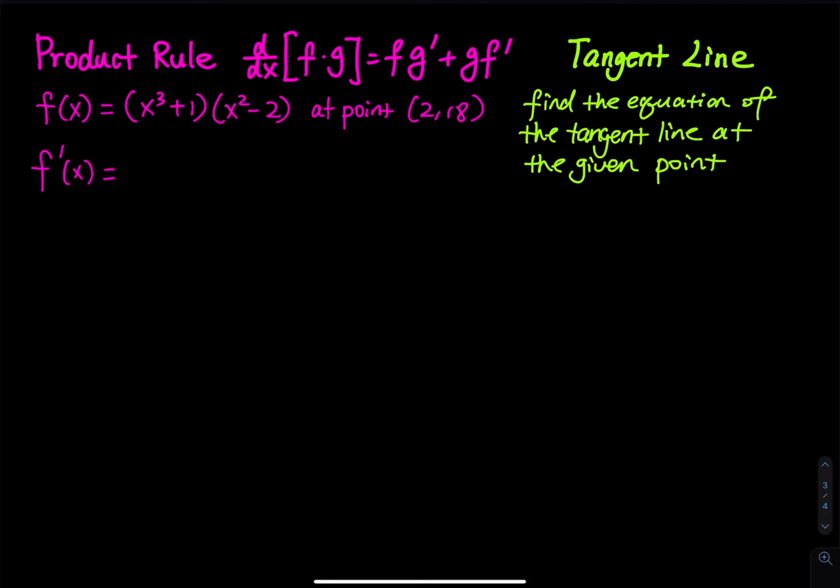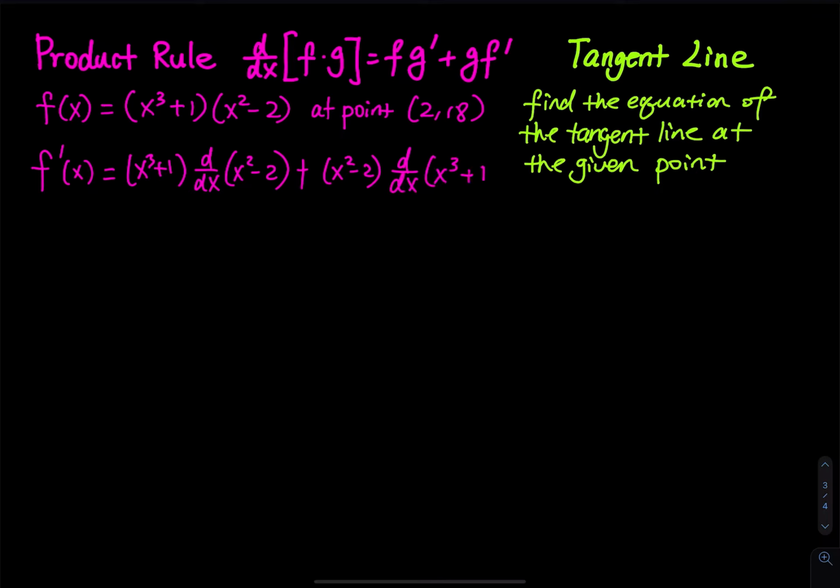So fg prime: f is x to the third plus 1, and then g prime is d/dx of x squared minus 2, and then plus, for the product rule, g f prime: x squared minus 2, and then d/dx of x to the third plus 1. Okay, so now the product rule is set up.